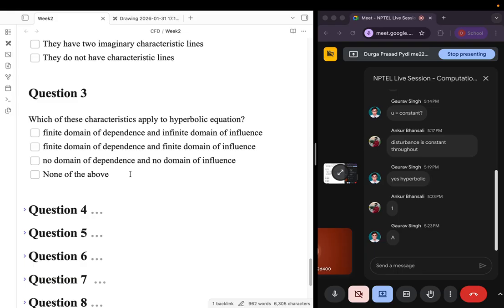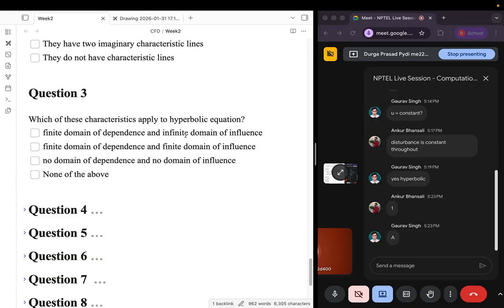So whenever I say there is a dependence and an influence, there is something inherently that I am assuming, that there is a causality associated with it. So there is something that is happening before that is causing something that is happening at a later point of time. So this causality only happens in hyperbolic equations and kind of parabolic.